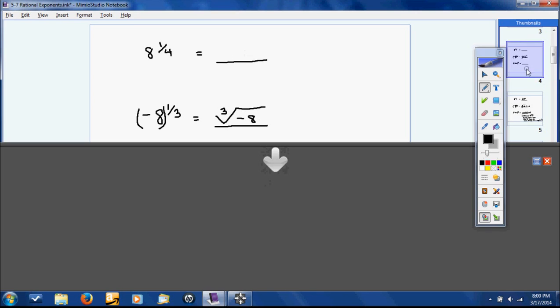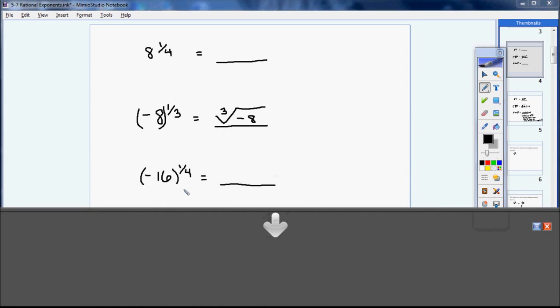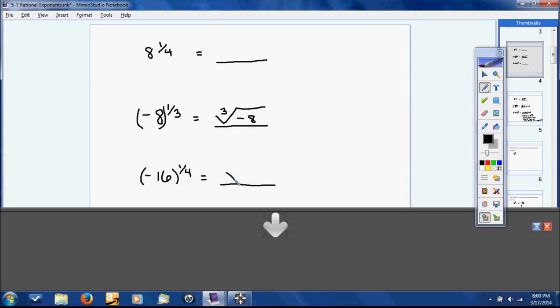All right, let's look at another one. The next one is -16 to the 1/4 power. Now we can try to write that as a root. So if we write this as a root, we would be trying to take the 4th root of -16. However, you should be having some red flags go up about now.